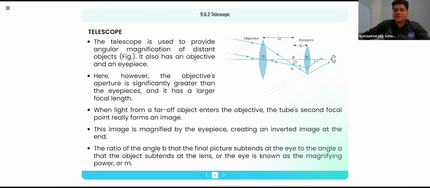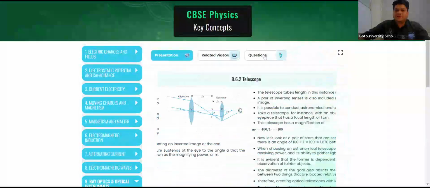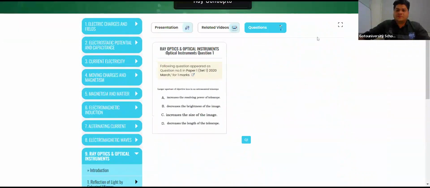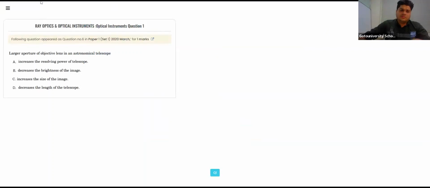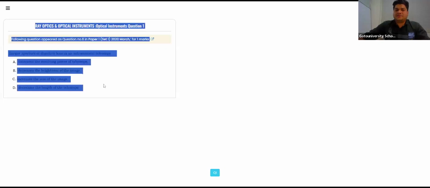Let's see a question based on this. What does a larger aperture of the objective lens in an astronomical telescope do? Increasing the resolving power? No. Increasing the brightness? No. Decreasing the length? No. It increases the size of the object.